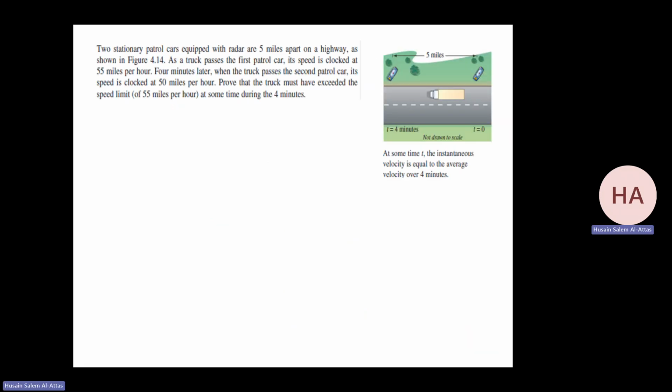Yeah, it's just an application. Assume you have a road where the speed limit is 55 miles. He's stating miles. Okay, 55 is the speed limit, and the truck or car goes through. You have two patrol stations, these are patrol cars. When the car reached here, the speed was 55. There, the speed was 50.